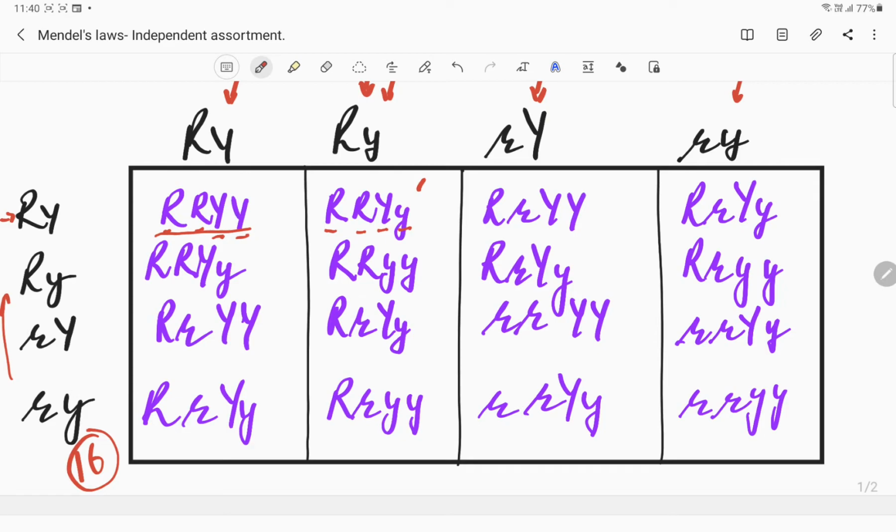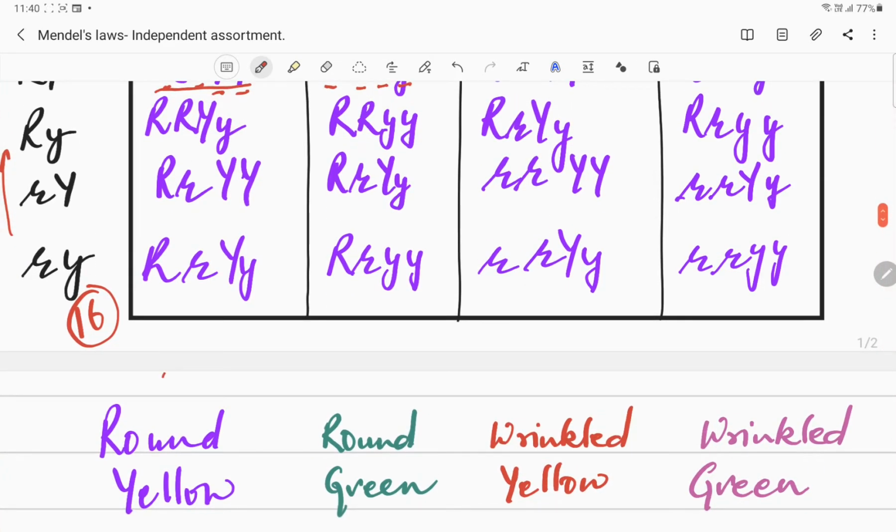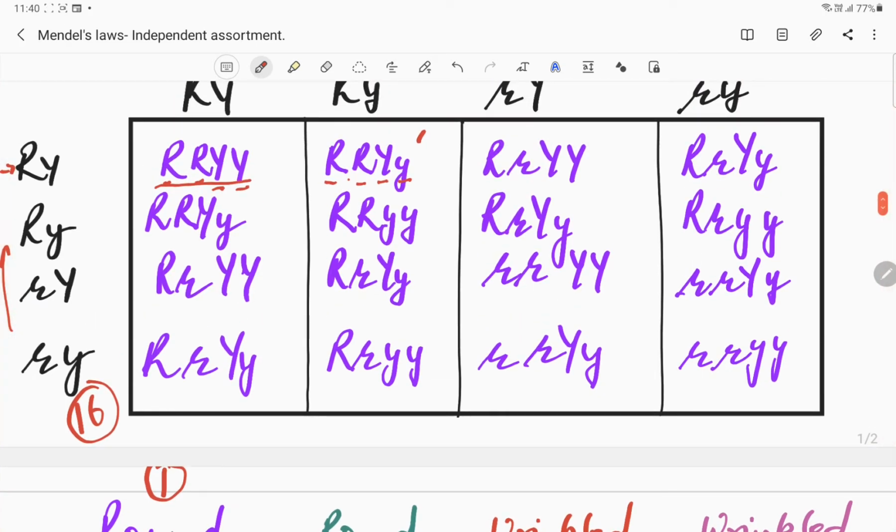So the first phenotype that is possible is round and yellow. I've written the first phenotype here. Let's look at the second one. This is again round and yellow because it is a homozygous dominant condition, and in the second allelic pair we've got a heterozygous dominant condition, capital Y. So round yellow seeds again.